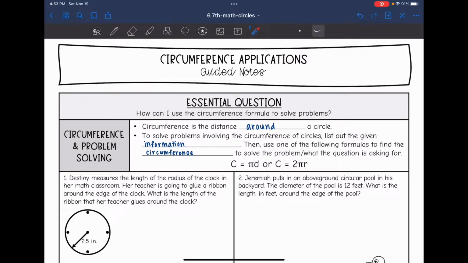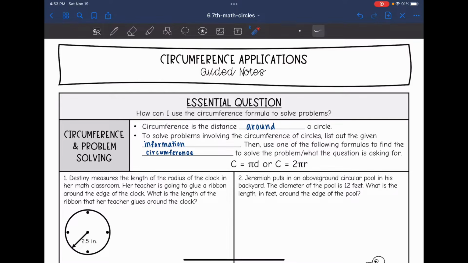Hey guys, today we are going to look at circumference applications. We're going to answer the question, how can I use the circumference formula to solve problems? So remember, the circumference is the distance around a circle. So to solve problems involving the circumference of circles, we are going to list out the given information.